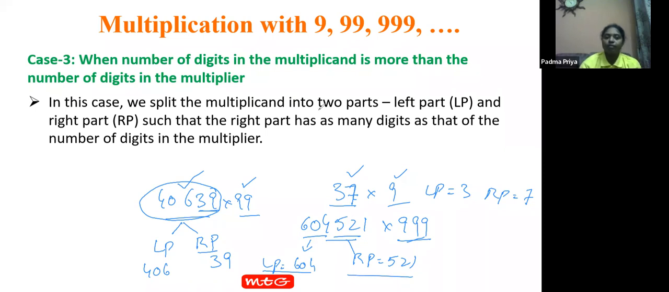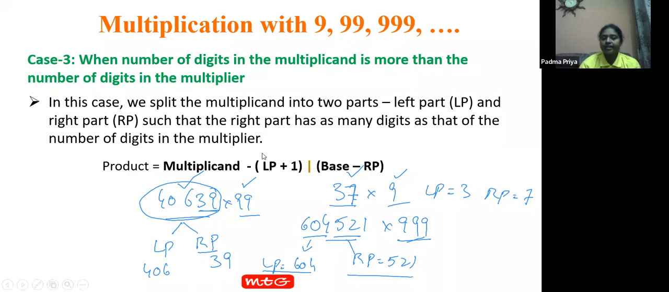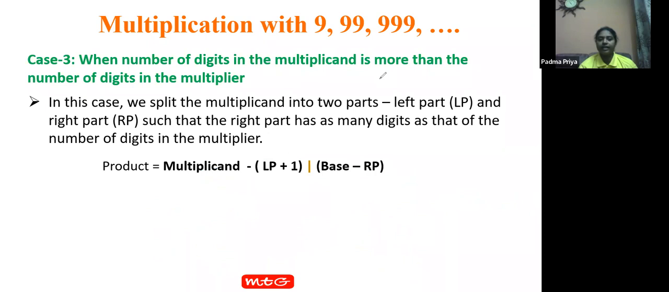Now, how will we find the product? See here. The product used to be found as multiplicand minus one, as you did before. But here, it is multiplicand minus (LP plus 1). You should increase this LP by 1 and subtract it from the multiplicand. And the right part would be base minus RP. Let me show you with examples so that you can clearly understand it.